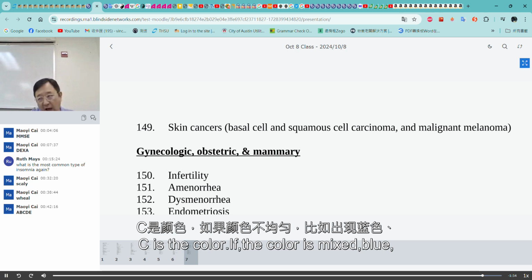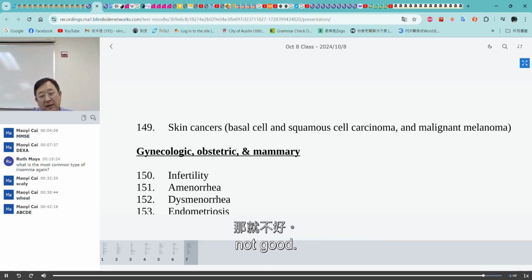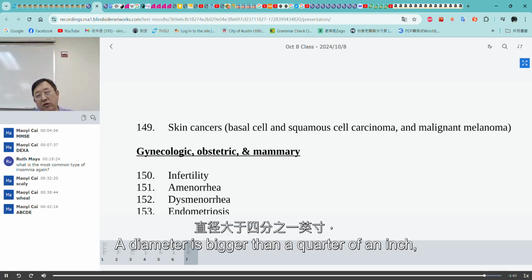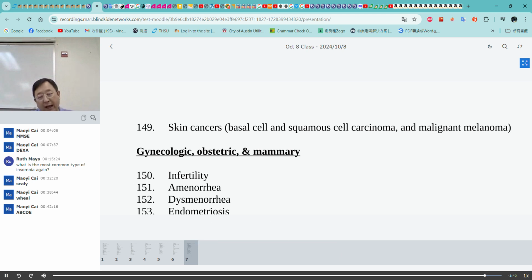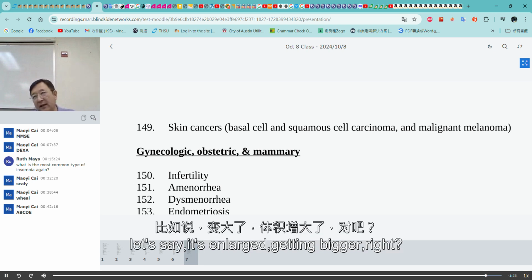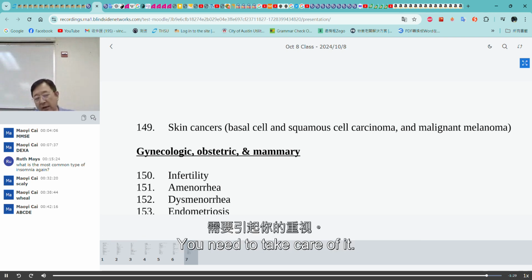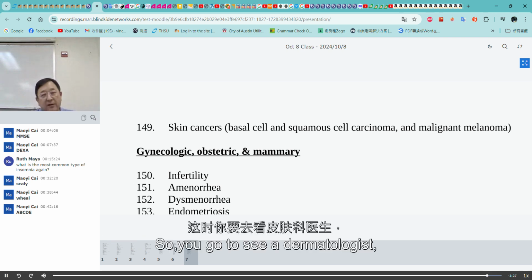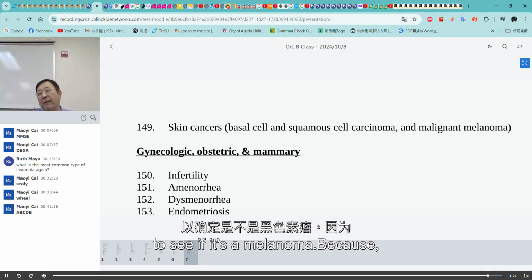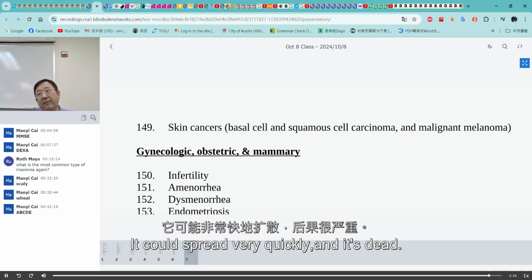C is the color. If the color is mixed, blue, brown, black, red, mixed, not good. D is diameter, if the diameter is bigger than 1/4 of an inch. E is if it's raised, elevated, or if it evolves, meaning it gets enlarged, getting bigger. Those are the signs that may indicate this mole needs attention. So you go see a dermatologist, who will probably do a biopsy on the mole to see if it's a melanoma. Because if you don't take care of it, melanoma could spread very quickly and it's deadly.